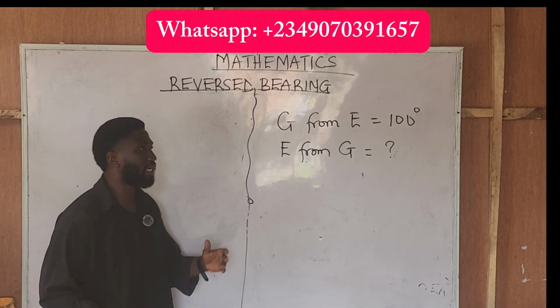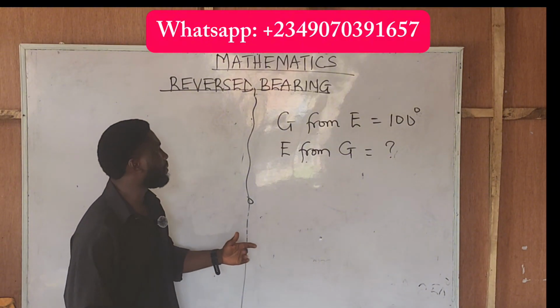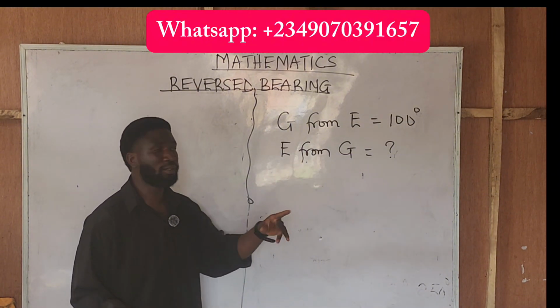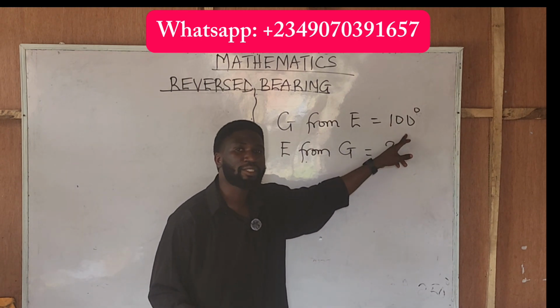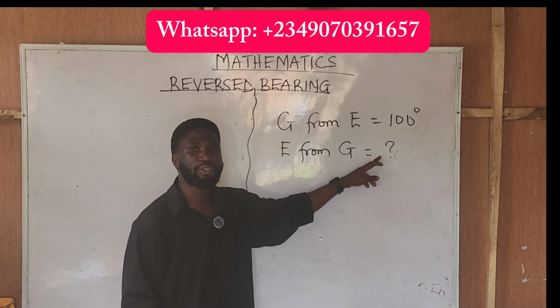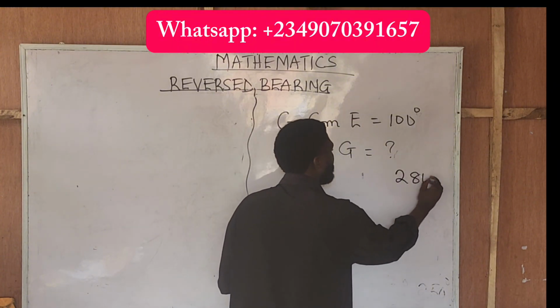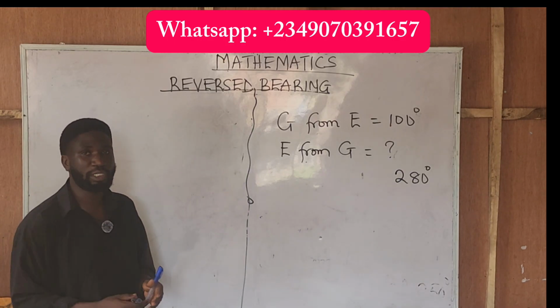The question says that the bearing of G from E is 100 degrees. Now, what is the bearing of E from G? If you use the simple method, we know what the answer will be. Here is less than 180. So to get the bearing for this, it is going to be 100 plus 180, and that will give us 280 degrees. It is less than 180, so add 180 to it.